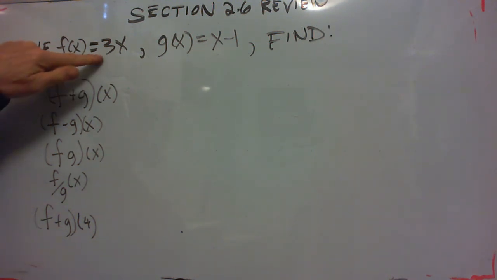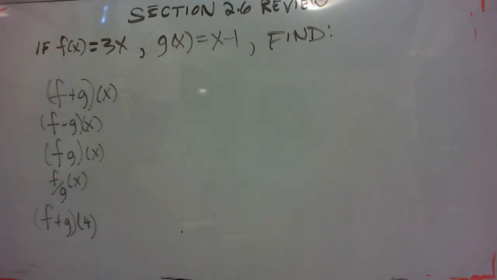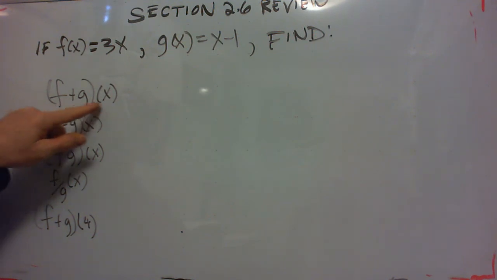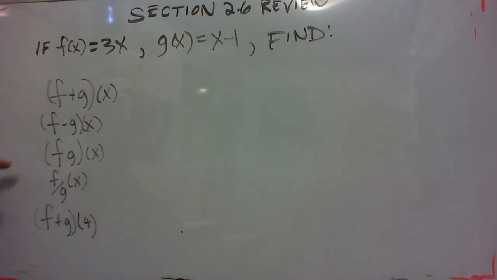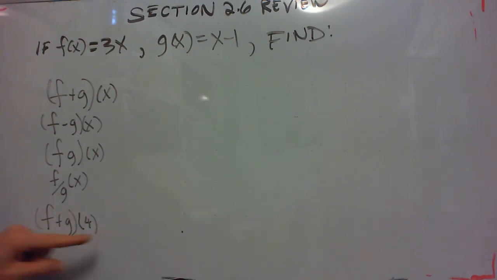If f of x is 3x and g of x is x minus 1, we're going to find all of these function operations: f plus g of x, f minus g of x, f g of x, which is f times g of x, f over g of x, where we divide, and f plus g of 4.